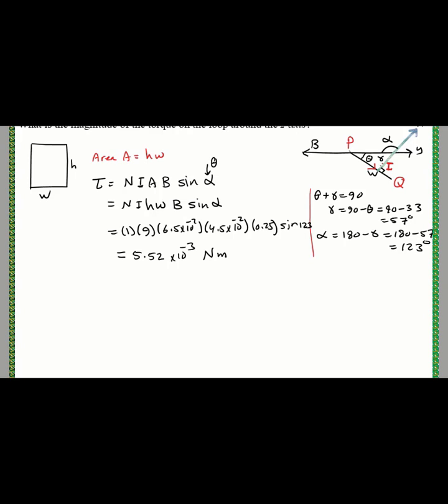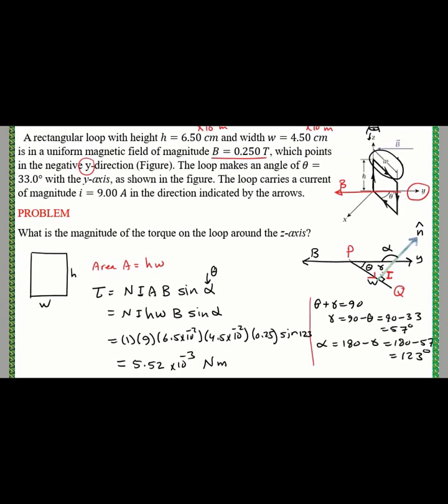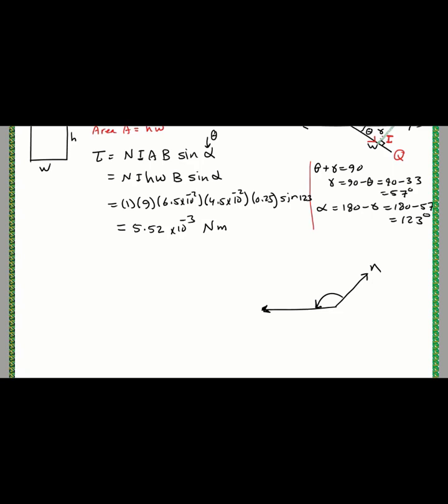What is the direction of such a torque? This is the normal. This is the magnetic field. If you go from the normal to the magnetic field, you will go through this angle counterclockwise, so the torque is positive, or out of the page, in the positive x axis direction.